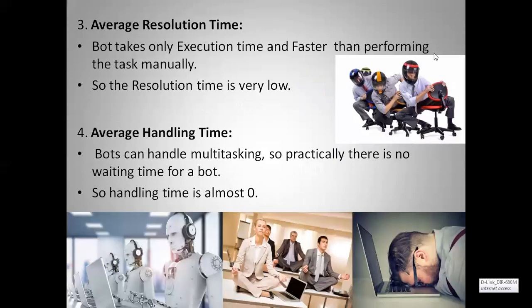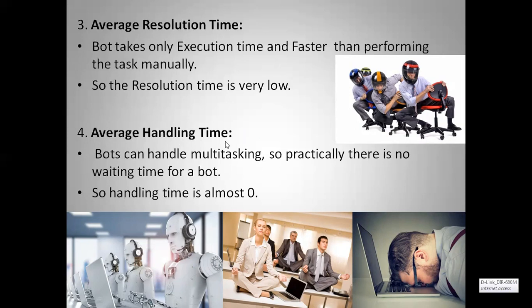And moving on to the next slide, average resolution time. A bot takes only execution time and is faster than performing the task manually. So bots can be 3 to 4 times faster than performing the task manually. Okay, so the resolution time is very low. They do not play around and they do not chit chat with colleagues. So obviously the resolution time is very low.